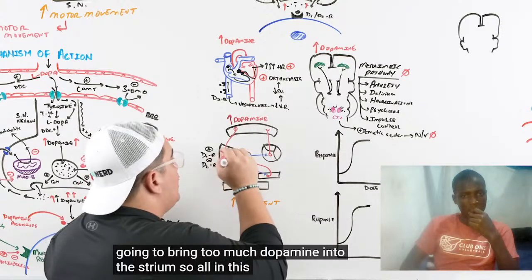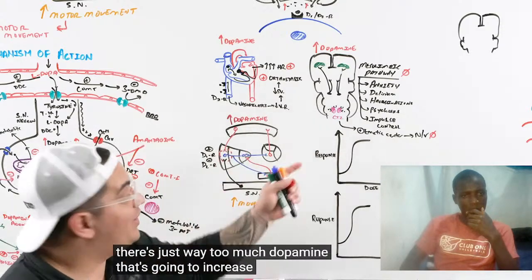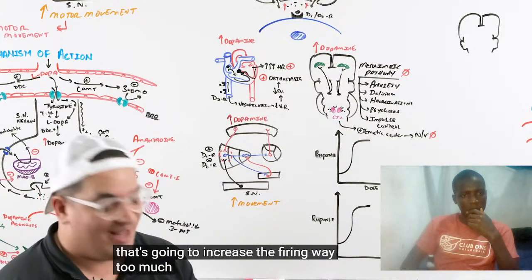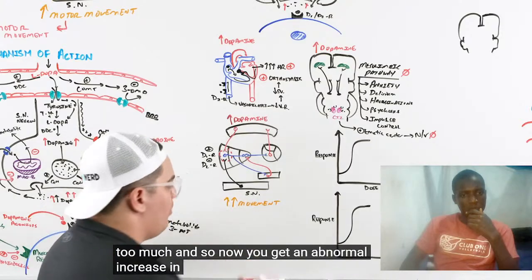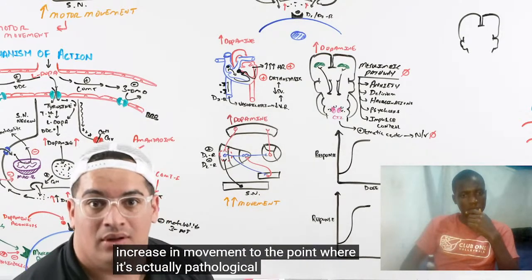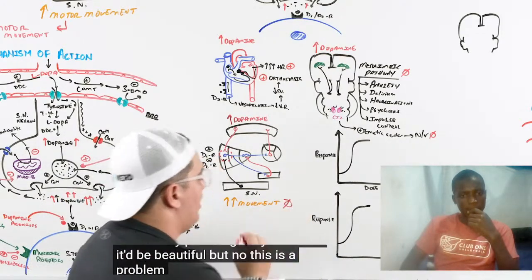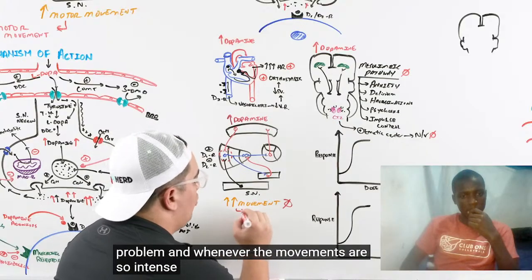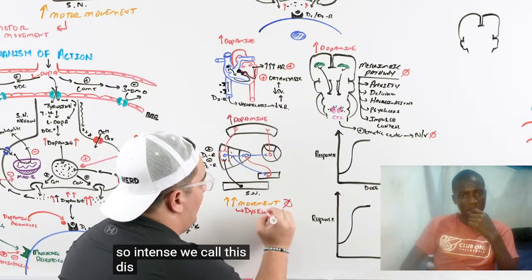So all in this area here, there's just way too much dopamine. That's going to increase the firing way too much. And so now you get an abnormal increase in movement to the point where it's actually pathological. You'd think it'd be beautiful, but no, this is a problem. And whenever the movements are so intense, we call this dyskinesia.